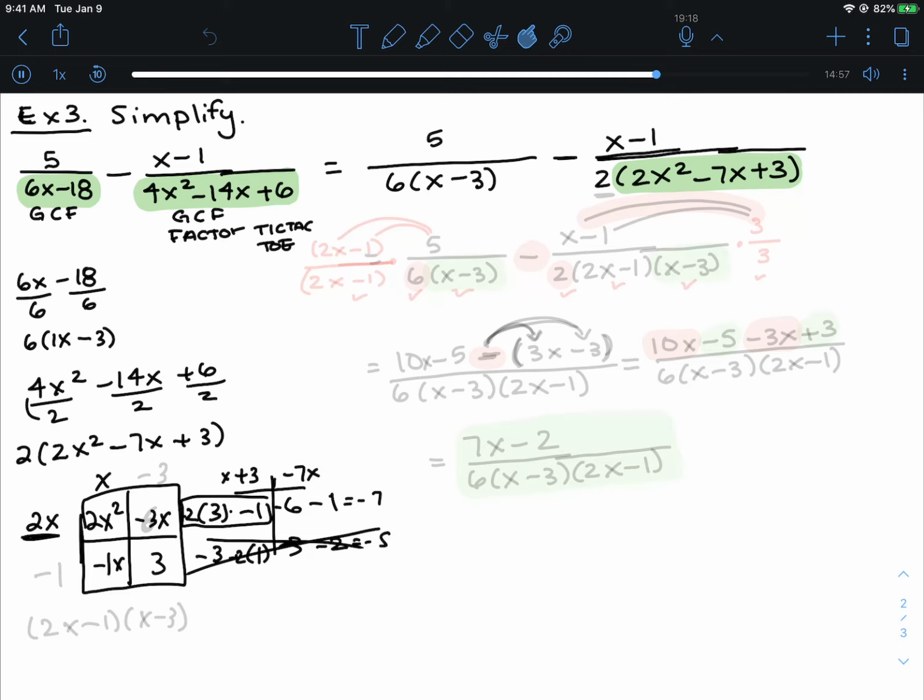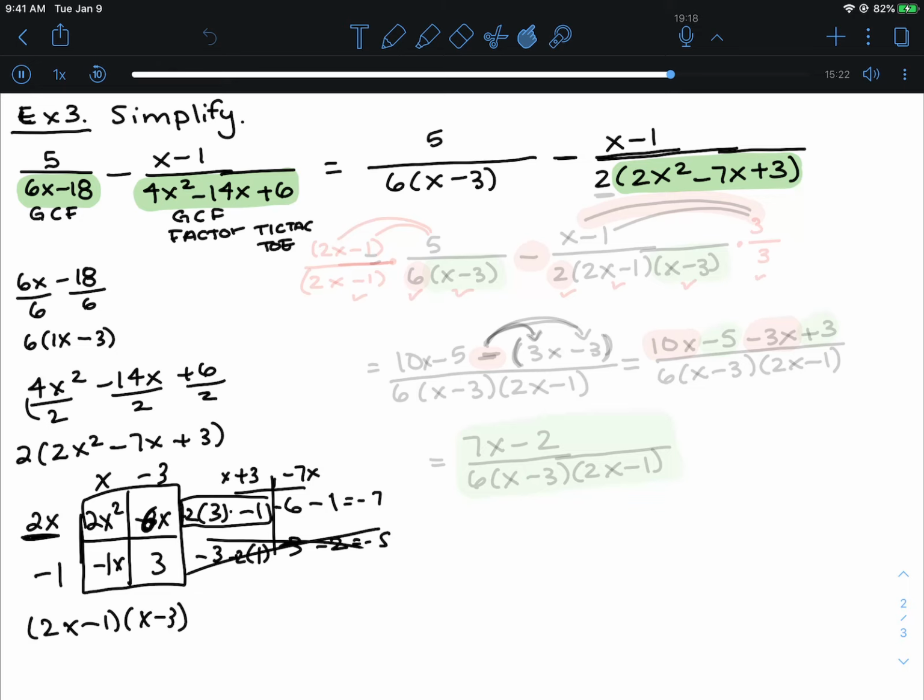Okay, so x times what is negative 1x? Negative 1. 2x times what is, my bad, messed up. Negative 6x. 2x times what is negative 6x? Well, that's going to be a negative 3. Okay, so my factor here is going to be 2x minus 1 times x minus 3.